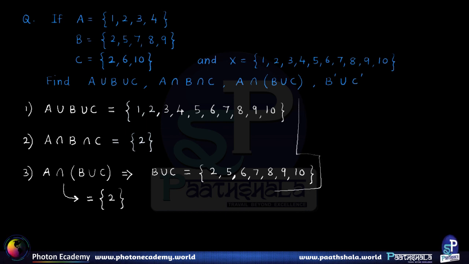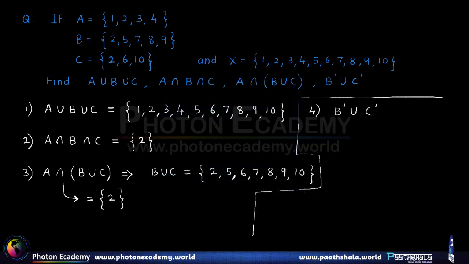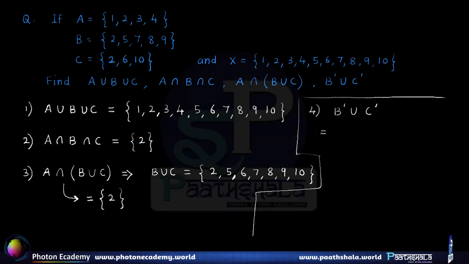And lastly we have to find out the fourth, which is B complement union C complement. Now to do this there are two ways. First, we can calculate B complement, then calculate C complement, and then take the union of both. Right? The other way is by using De Morgan's law. That is, we know that the union of complements can be written as the complement of the intersection, isn't it? So that means we have to take the intersection of which sets?